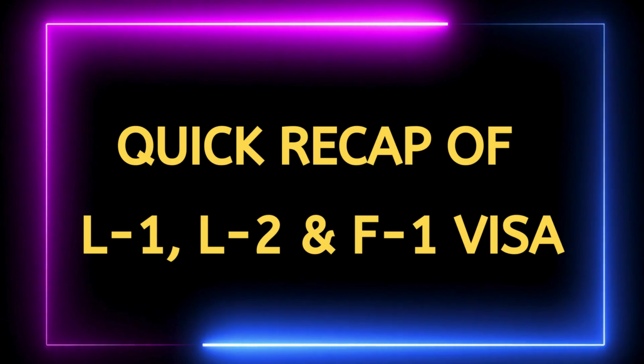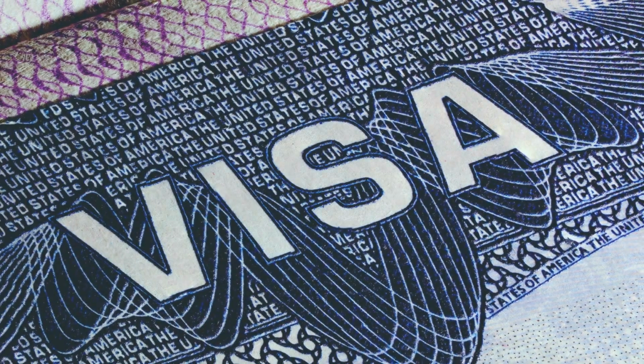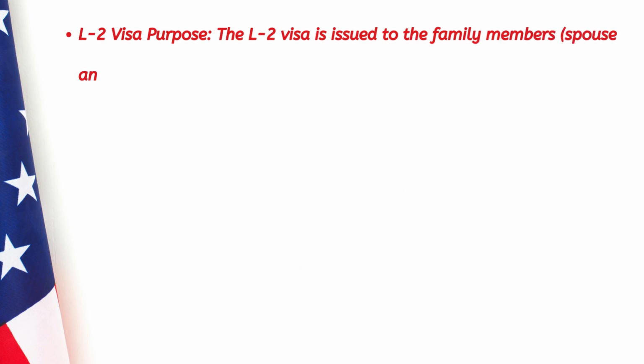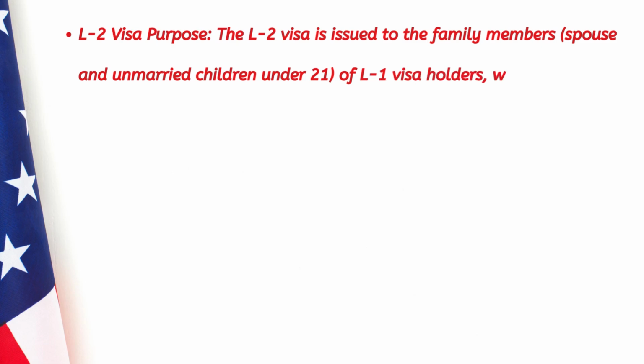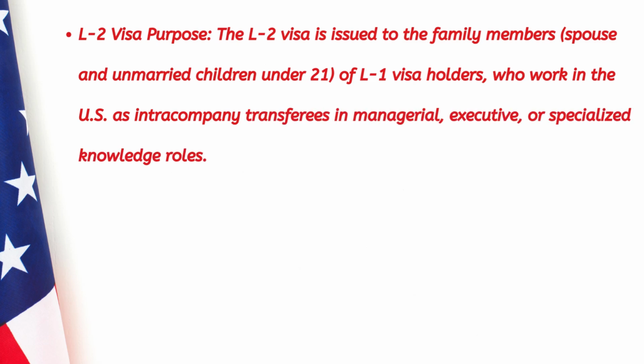Now let's do a brief recap of the L-2 visa. An L-2 visa is a dependent visa issued to the family members, that is, spouse and unmarried children under 21 years of age, of L-1 visa holders. L-1 visa holders are foreign nationals working in the United States as intra-company transferees in managerial, executive or specialized knowledge roles for a multinational company.